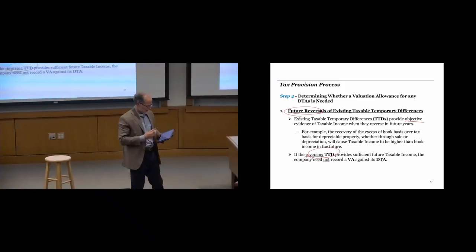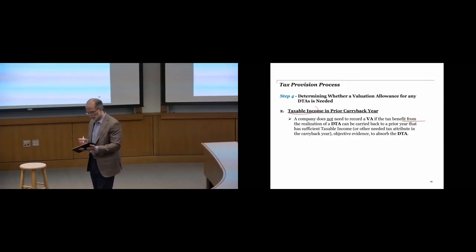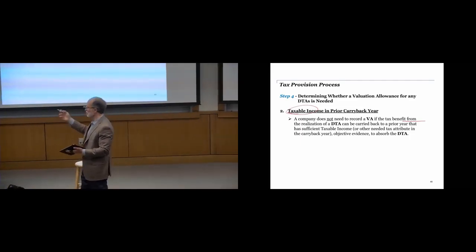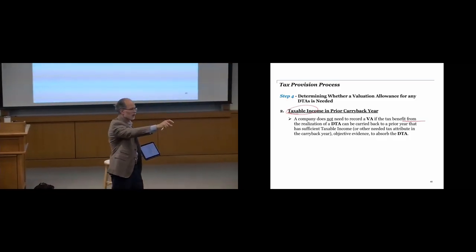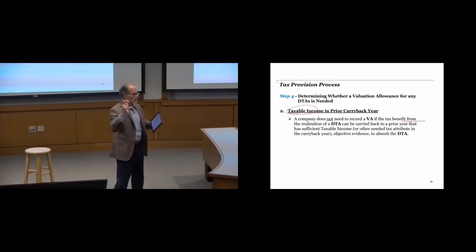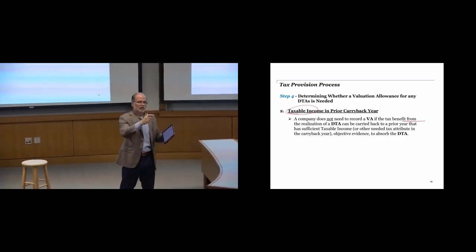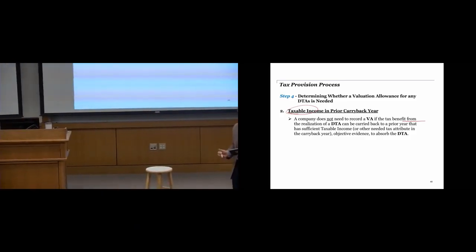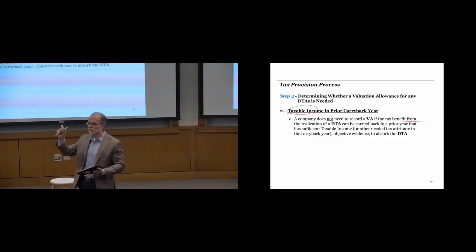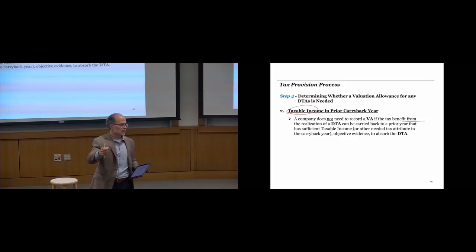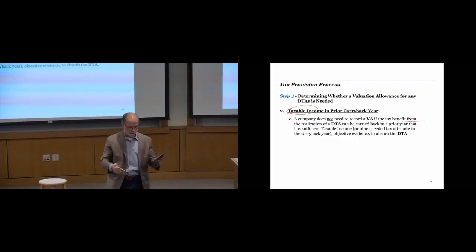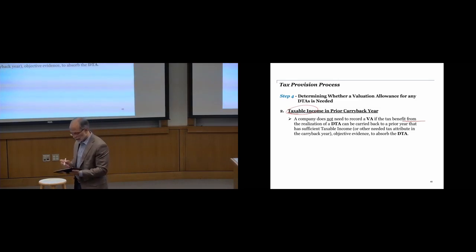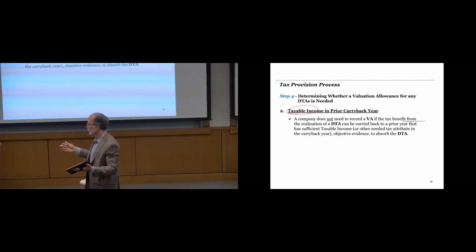Okay? So that's the first objective measure. The second one is taxable income in the prior carryback year. Right? That's a simple measure. If the issue is I can carry back, do I have sufficient taxable income in those carryback years? Think about that in terms of the capital loss carryback. Do I have capital gains in those prior 3 years? If I do, I don't record a VA, obviously, right?